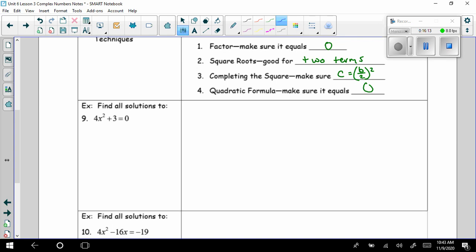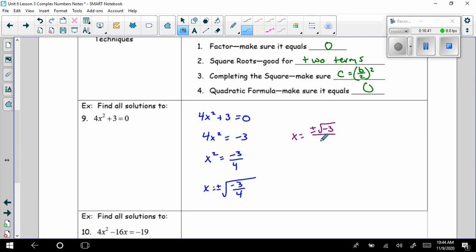So for example, if I have 4x squared plus 3, go ahead and solve this out, and then we'll talk about your answer. Okay, so subtracting 3, dividing by 4, and then taking the square root. This is where normally it would have been okay for you to just write no real solution. But we are going to, and don't forget your plus or minus, we're going to actually put plus or minus, and we have the square root of negative 3 over 2. And then we're going to simplify this further.